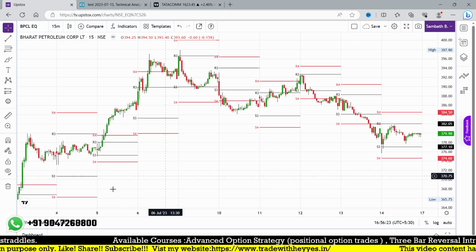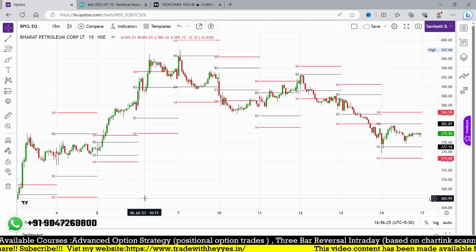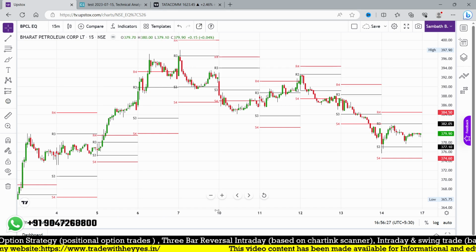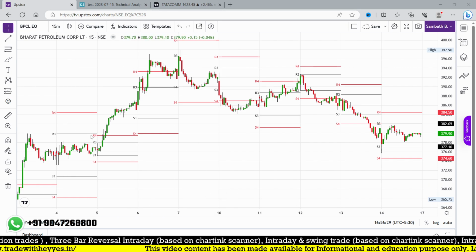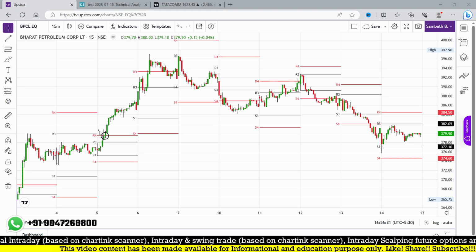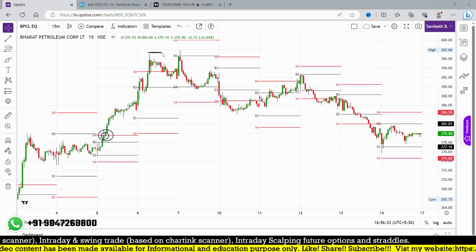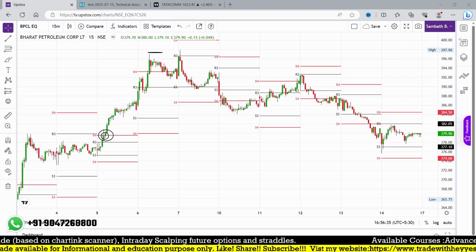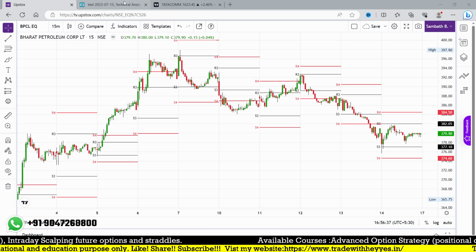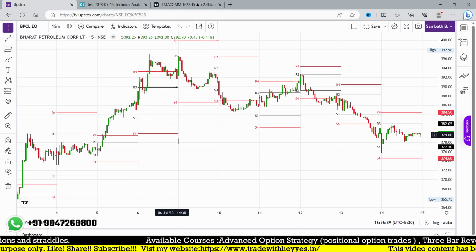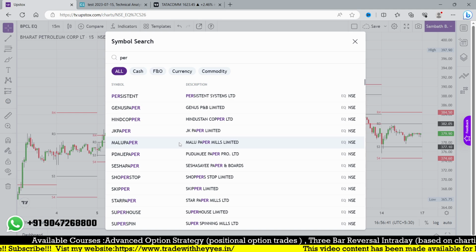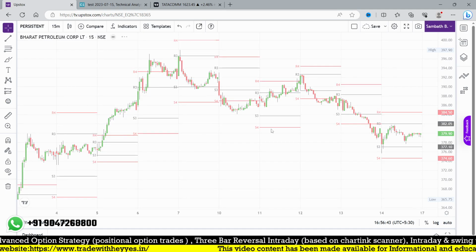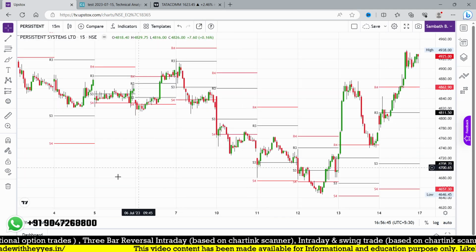And on the 5th of the month we have to check it, because next day we are calculating Camarilla using the level. So here is the big move which is happening on BPCL. From that point of entry, it is now moving towards the top. So one more good opportunity which we found. And the next one is about Aarti Pharma, Persistent. On the 5th of the month we have to check.